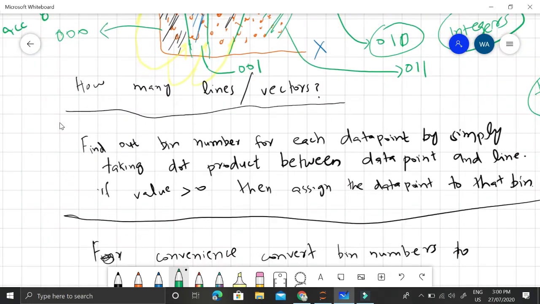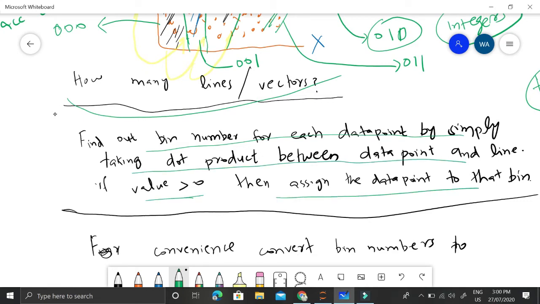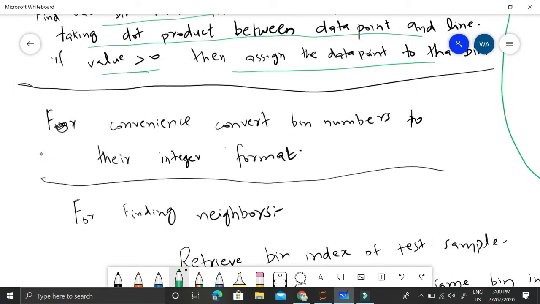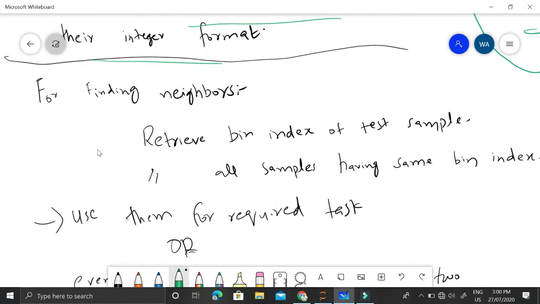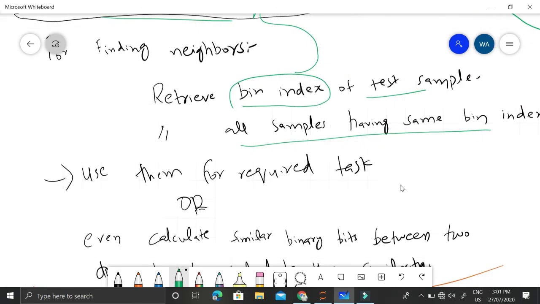Okay, so let me summarize what I have just said. First of all, we have to choose how many lines, or random vectors, we want to draw. Then we find the bin number for each data point by simply taking a dot product between the data point and the line, and if the value is greater than 0, then assign the data point to that bin. Otherwise, do not assign it to that bin. Then for convenience, we convert the bin number into integer format, because for finding the neighbors we retrieve the bin index, which will be in integer form. We retrieve the bin index for a test sample, and we retrieve all samples inside that bin index, and we use them for our required task.